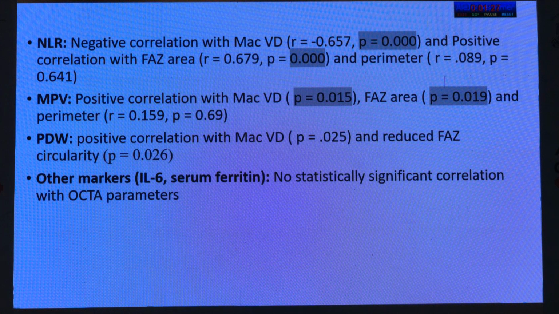Neutrophil to lymphocyte ratio had a negative correlation with macular VD and a positive correlation with FAZ area and perimeter. Mean platelet volume had a positive correlation with macular VD, FAZ area and perimeter. Platelet distribution width had a positive correlation with macular VD and a reduced FAZ circularity, that is, FAZ circularity was distorted in patients with increased platelet distribution width. IL-6 and serum ferritin were not showing any statistical significance in our study.